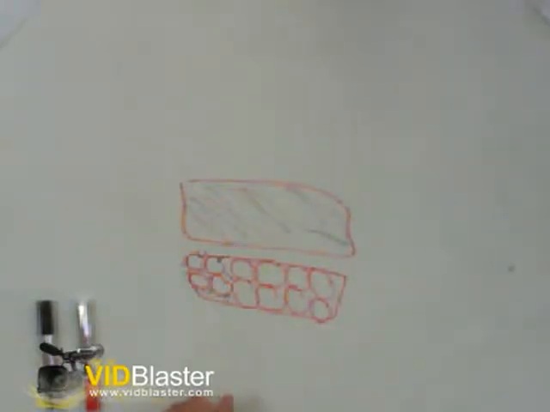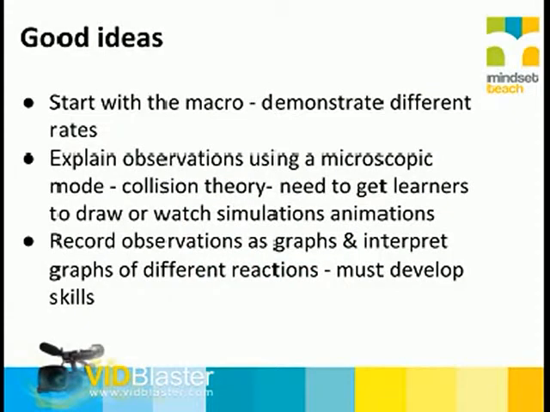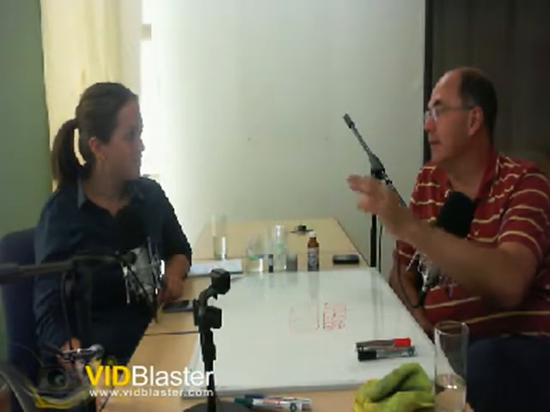Okay. Yes, and your last one, I think we've spoken about it. Record observations. Yes, and develop the skills. So the graphing skills, the identification of variables, and tie the whole thing together, each comes back to the other. Yes. So it really does fit together.